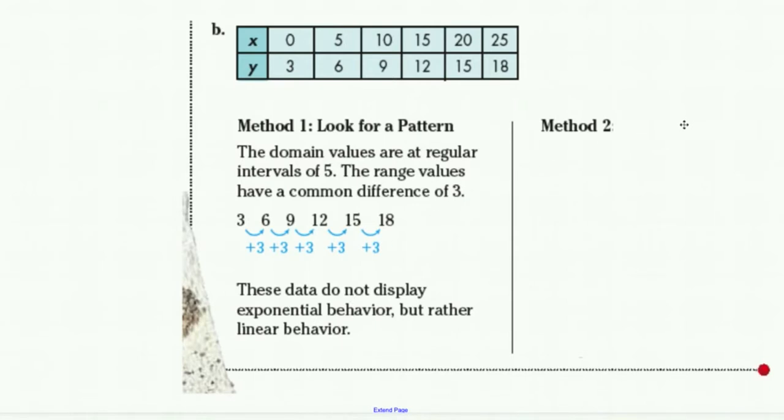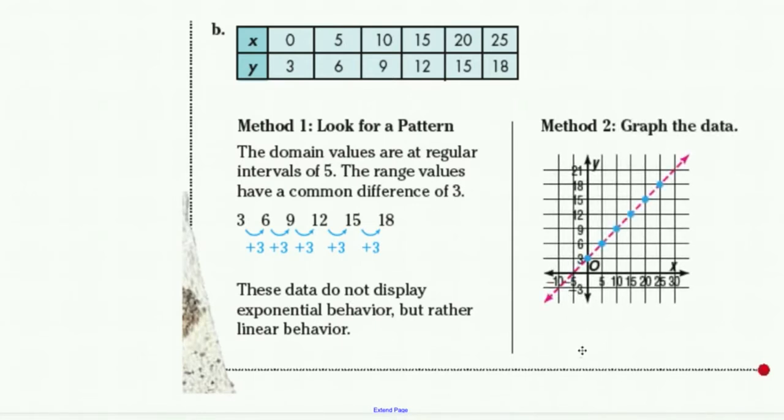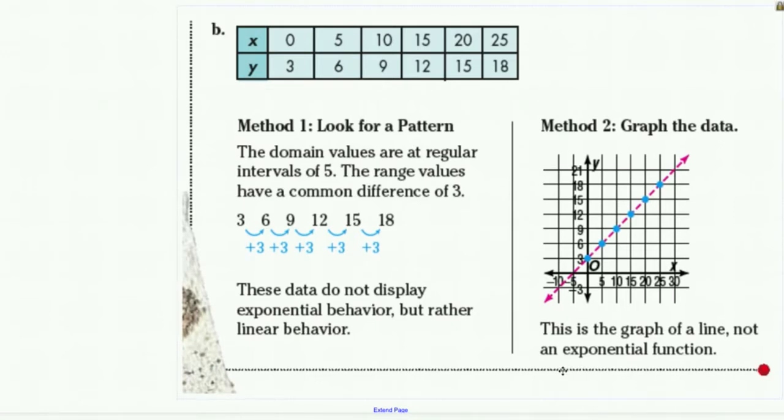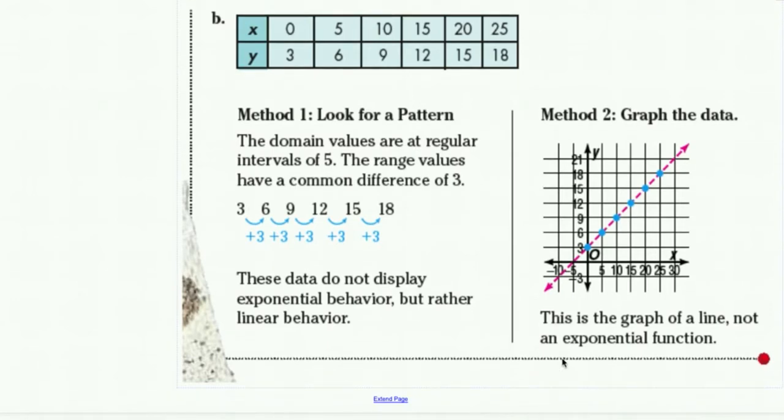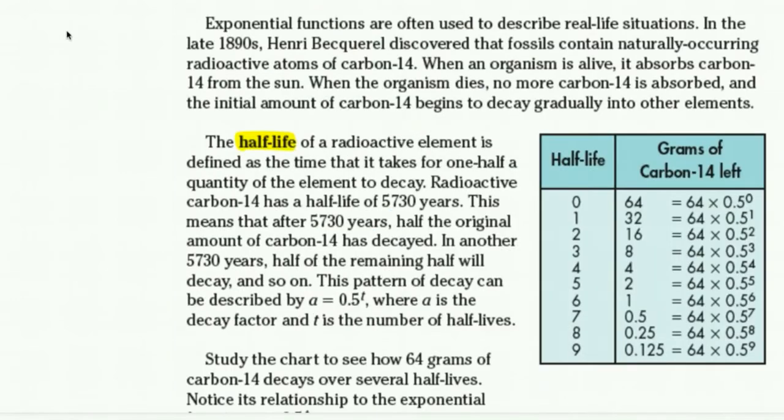Because if you look at method 2, and you graph the data, this is how the graph would look. It's a straight line. So this is the graph of a line, not an exponential function. Let's take a look at the next concept that we need to understand.